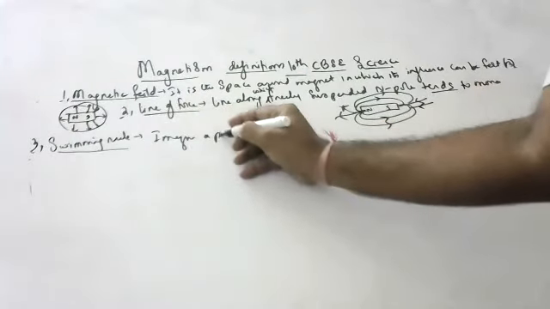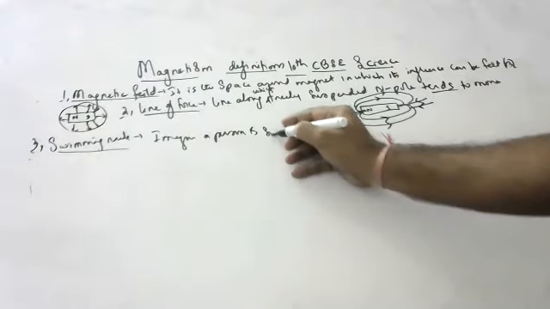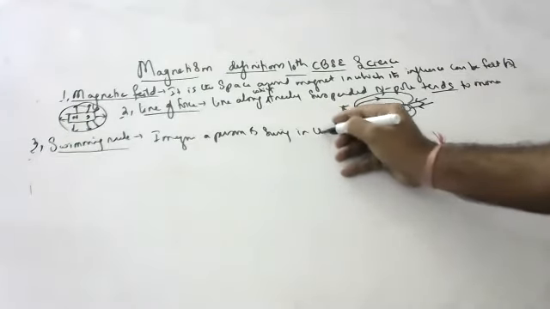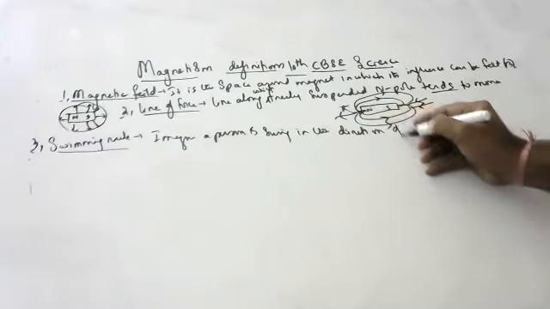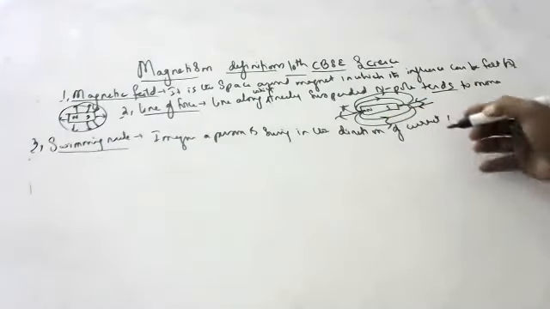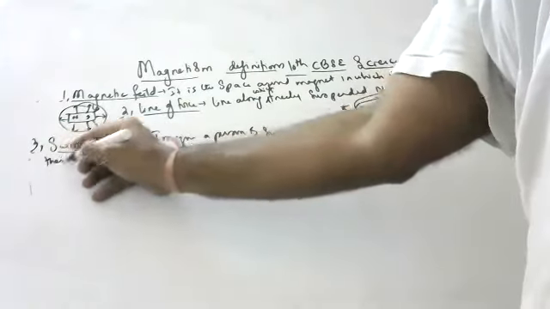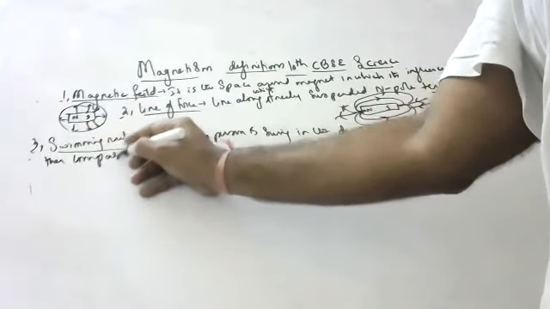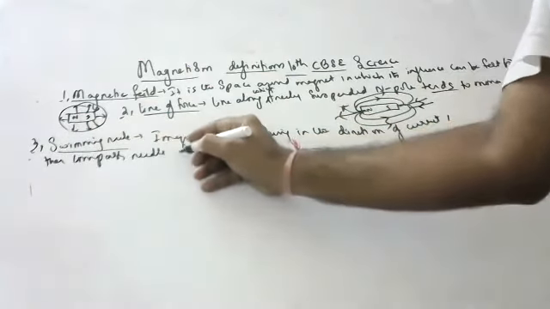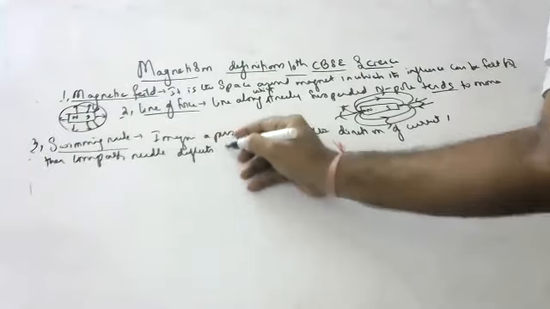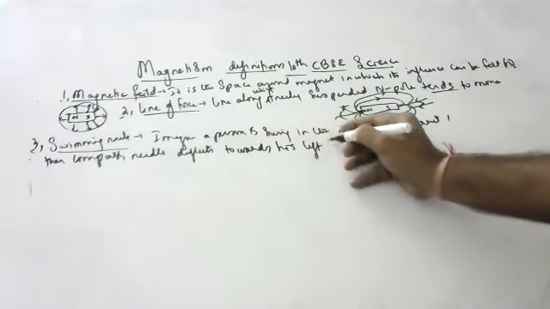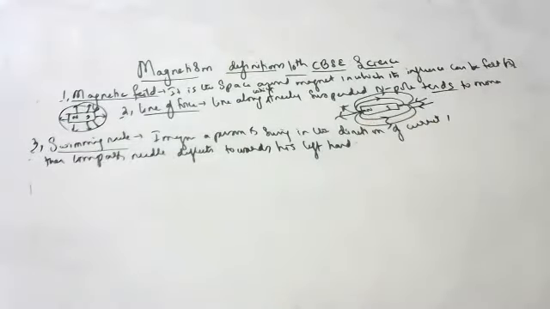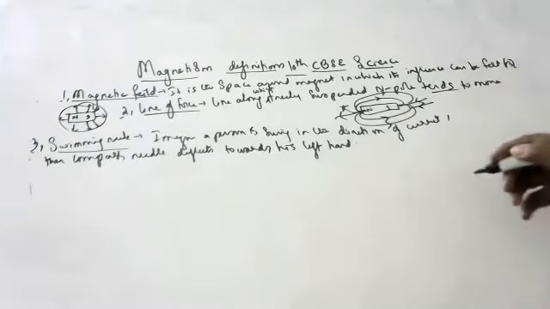Imagine a person is swimming in the direction of current. Then the compass needle deflects towards his left hand. Compass needle deflects towards his left hand. Imagine if a person is swimming in the direction of current, then the compass needle deflects towards his left hand.